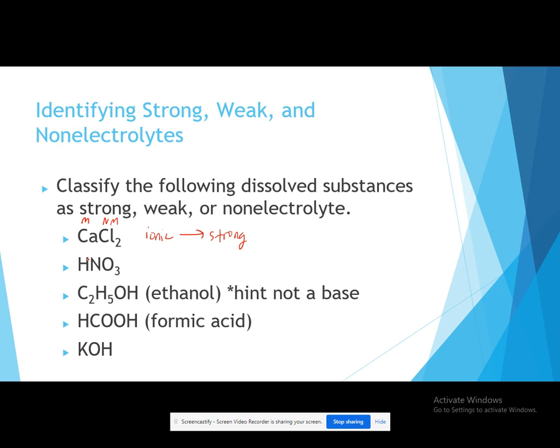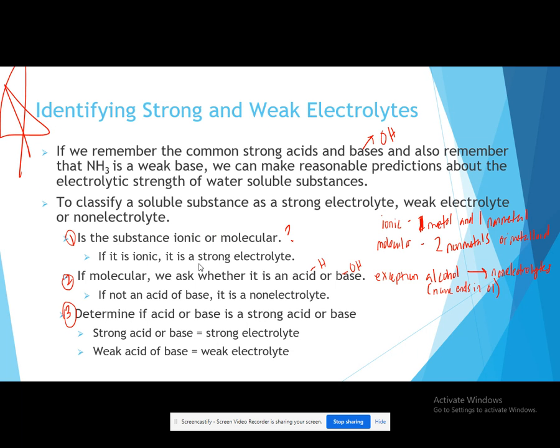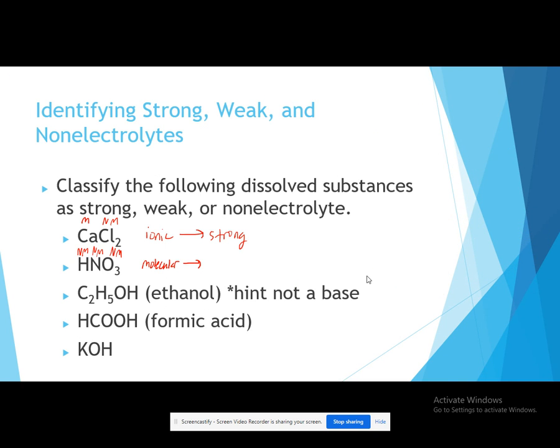HNO3. So we have to look if it's ionic or molecular. Well, hydrogen is a nonmetal. Nitrogen is a nonmetal. Oxygen is a nonmetal. So we know that it is molecular. So we have to go on to question 2. Is it an acid or a base? So we have to see if it starts with H or ends in OH. Well, it starts with H, which means that it is an acid.